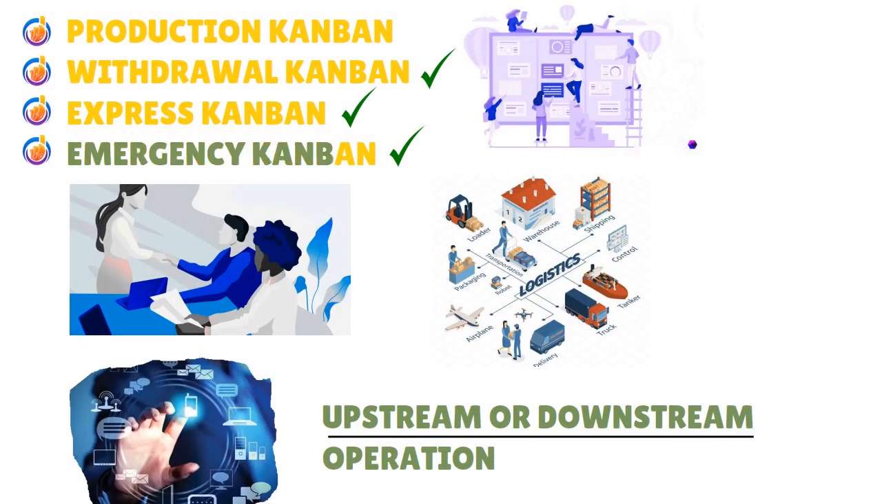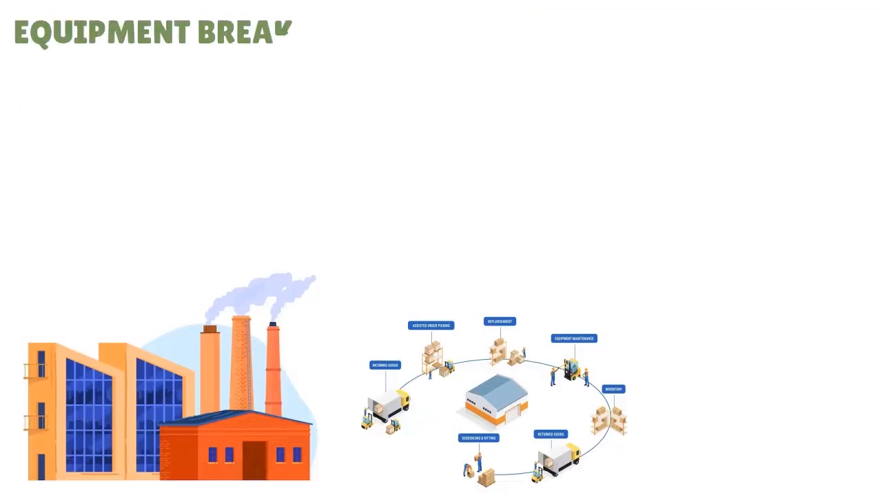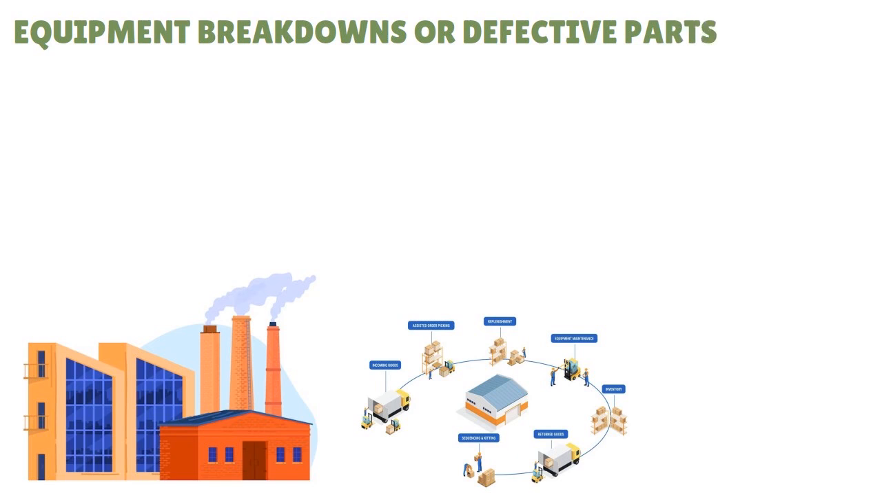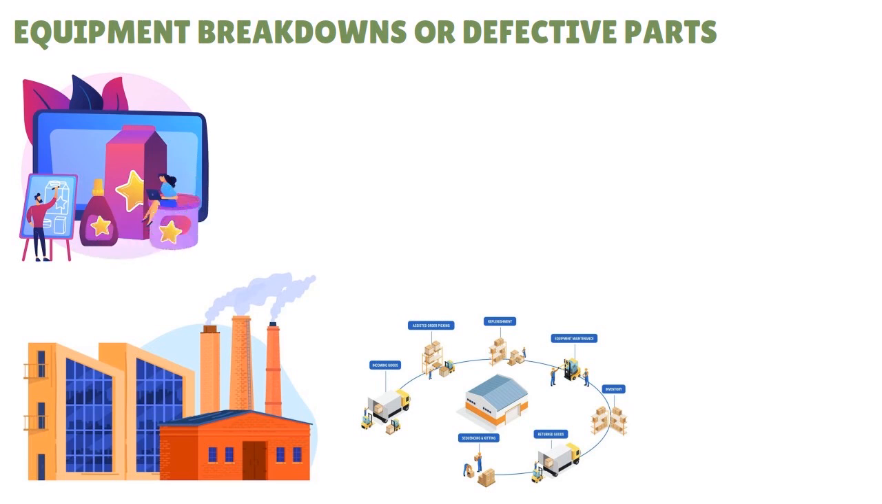Then you also have an emergency Kanban. Emergency Kanban are additional visual signals for issues that require immediate attention, such as equipment breakdowns or defective parts, right? An emergency Kanban can be used to prompt expedited production or replenishment if, for example, a batch of parts turns out to be defective. It's one of those things where, let's say you have a recall, you have to be really fast. You have to be really proactive. So an emergency Kanban can really help here.